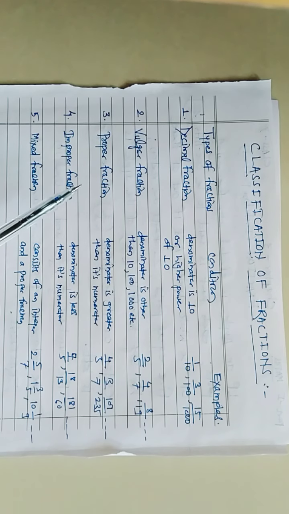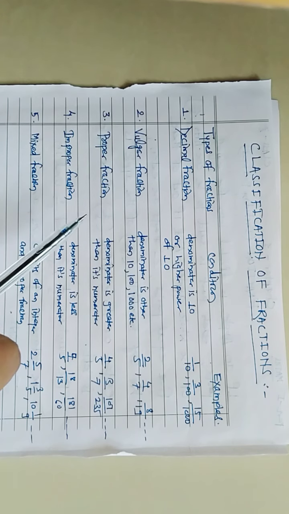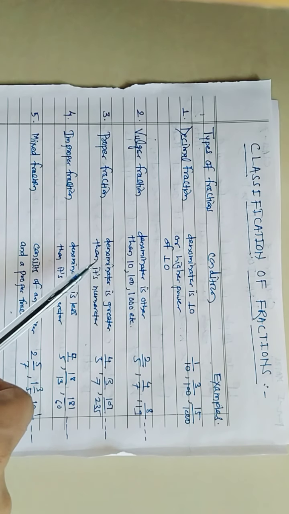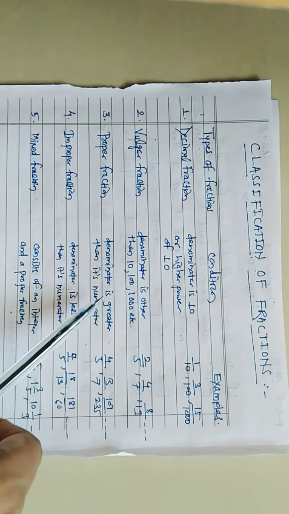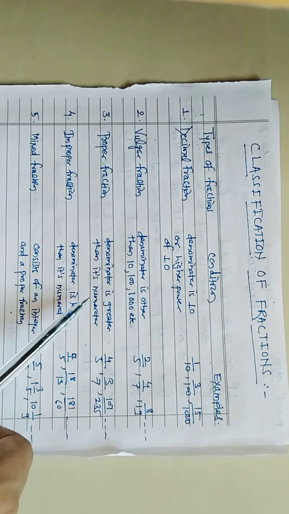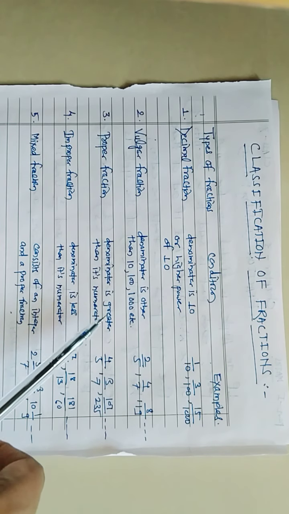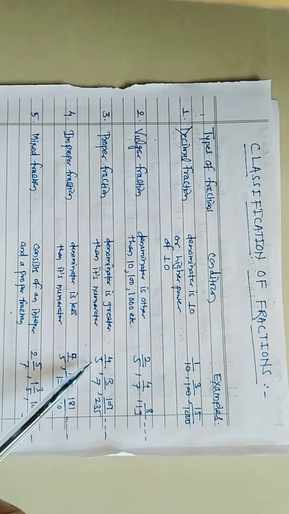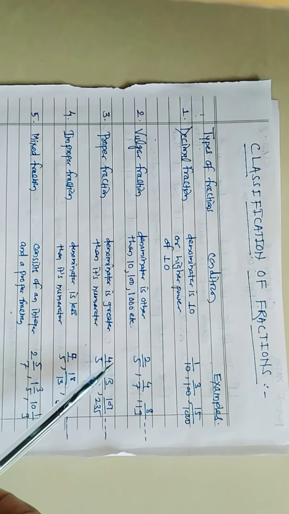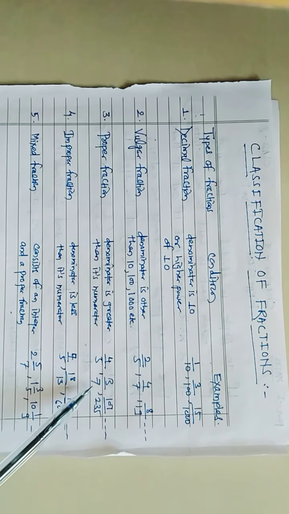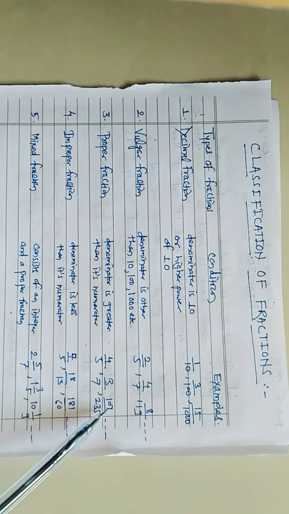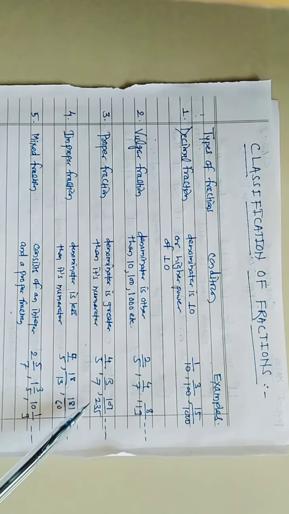Now we'll see the third type of fraction, the proper fraction. As you know what is meant by proper fraction, the condition for a proper fraction is that the denominator is greater than its numerator. See the example, 4/5, here the denominator is greater than its numerator. 3/7, same here. 107/235, here also the denominator is greater than the numerator. So this fraction is called the proper fraction.